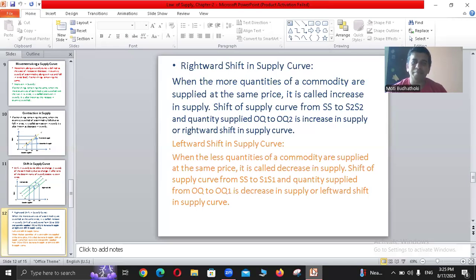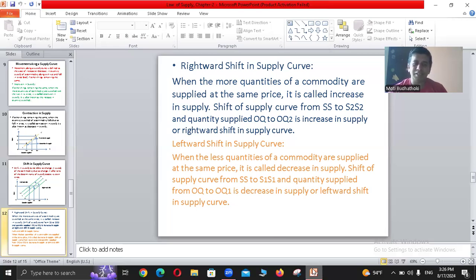The price is the same, but other things have changed, which are affecting the level of supply. Then, leftward shift in supply curve. When less quantities of a commodity are supplied at the same price, it is called decrease in supply. Shift of supply curve from SS to S1 and quantity supplied from OQ to OQ1 is decrease in supply, or leftward shift in supply curve.